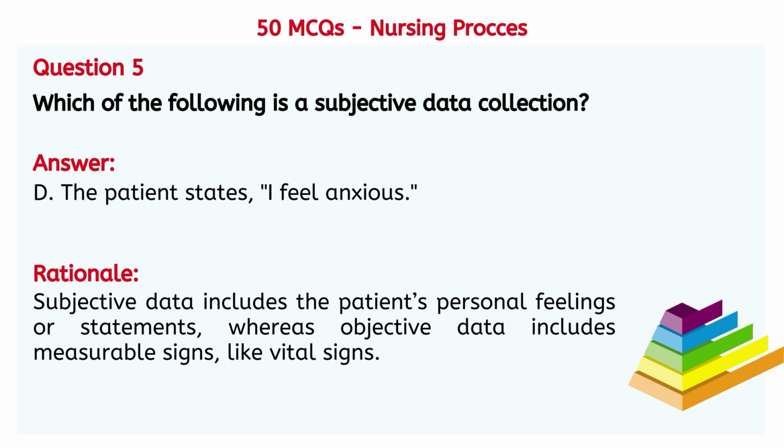The answer is D. The patient states, "I feel anxious." Rationale. Subjective data includes the patient's personal feelings or statements, whereas objective data includes measurable signs, like vital signs.